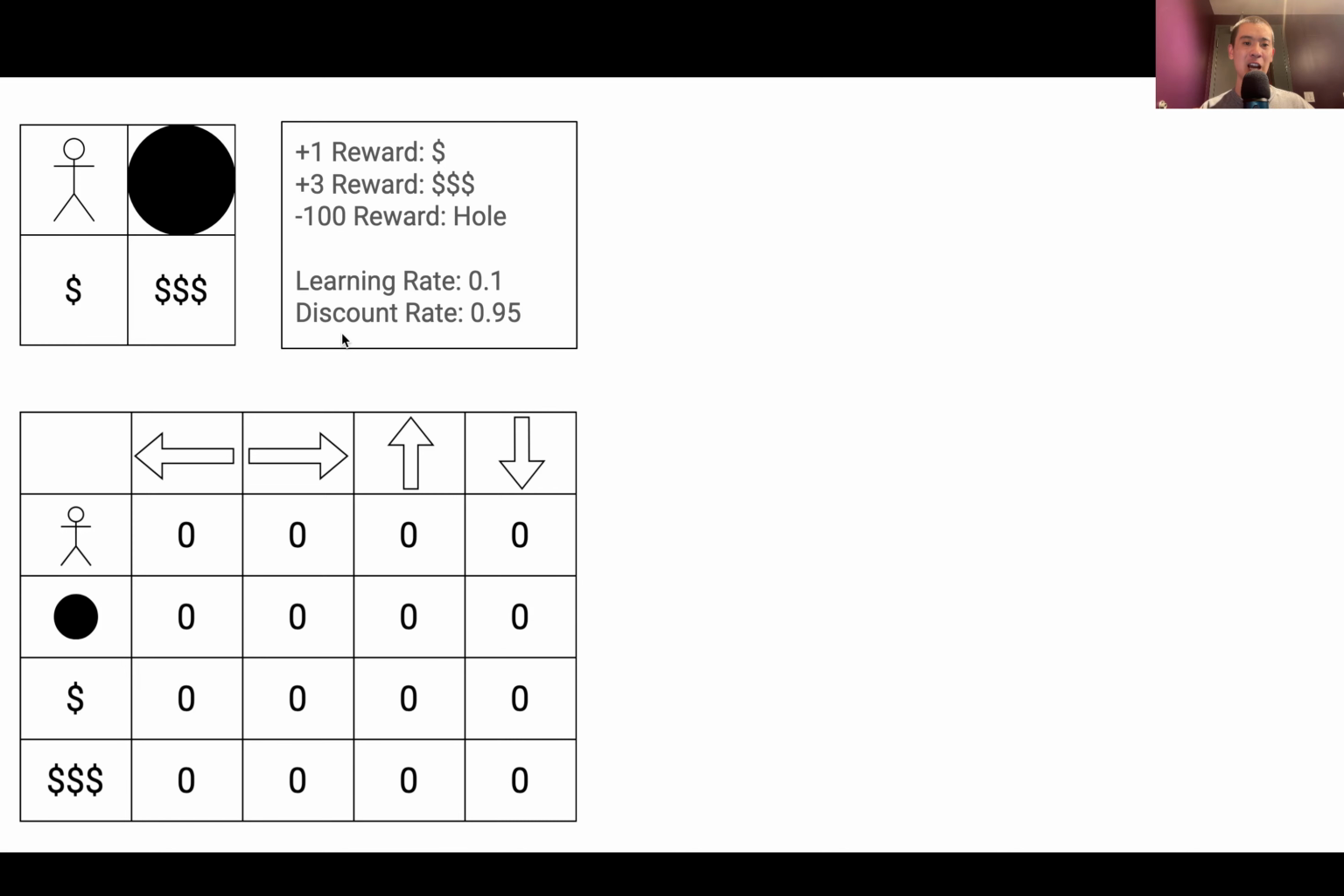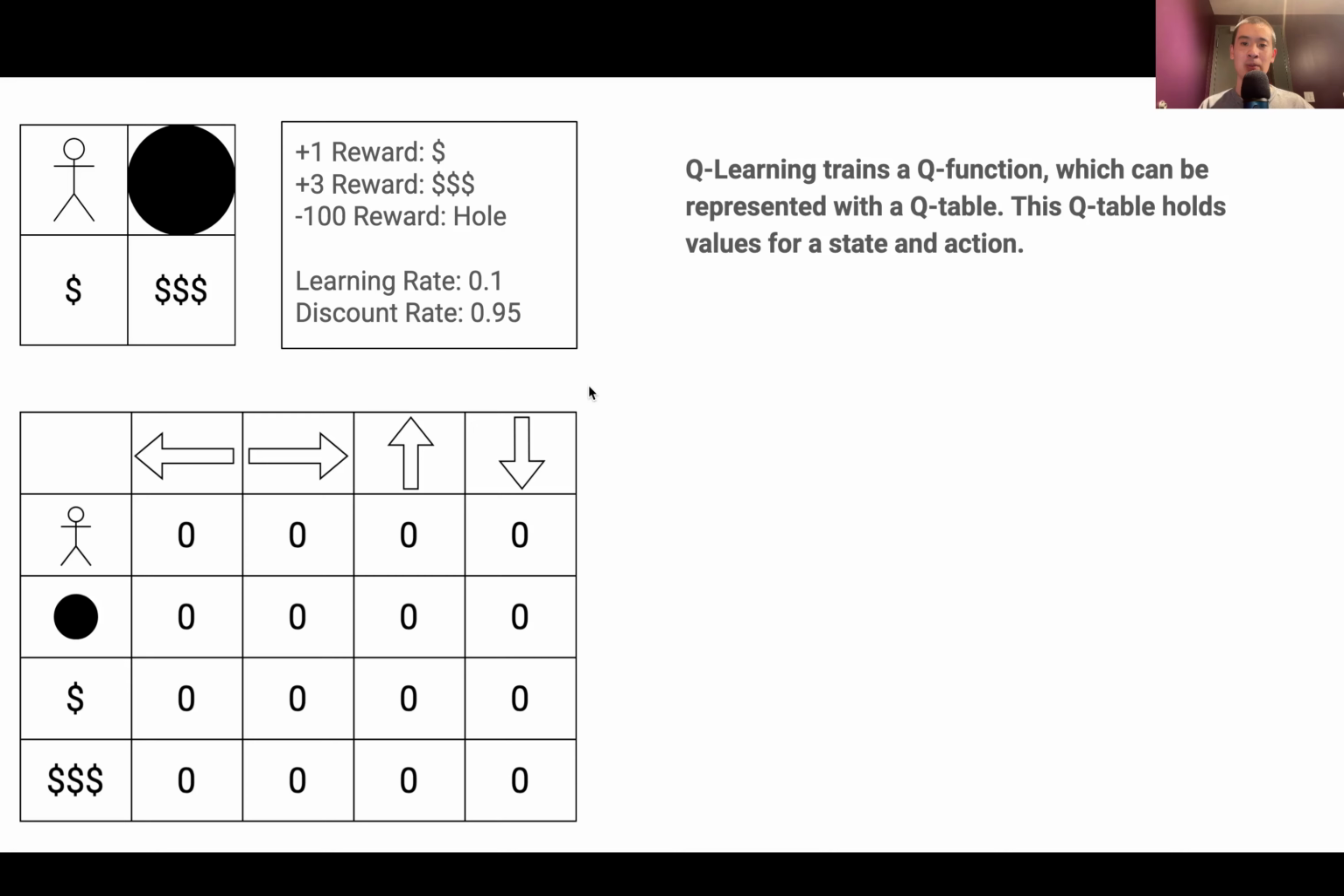And the discount rate is what we just talked about in the previous slides in this video. We'll set it to 0.95. So Q-learning trains a Q function, which can be represented with a Q table. This Q table holds values for a state and action. So we have the Q table down here. Let's initialize our Q table with all zeros.